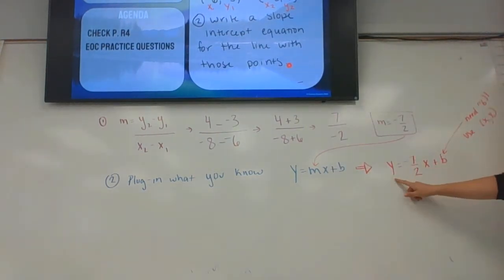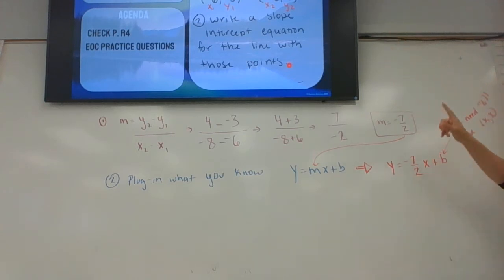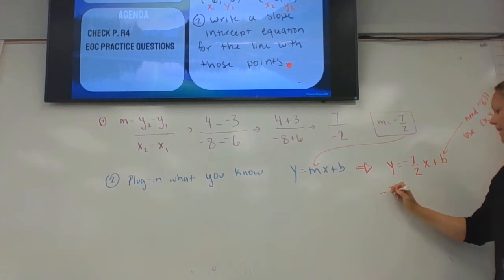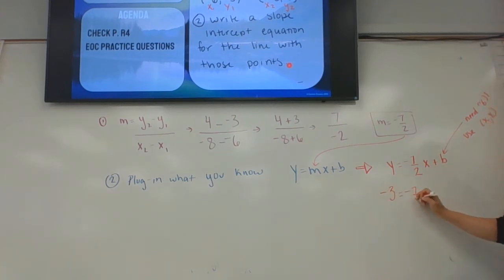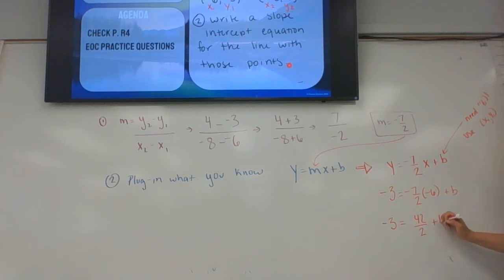So right here where y is, I'm going to put -3, and right here where x is, I'm going to put -6. I feel like we got a problem like this yesterday in the book, Miss. I honestly think this is a lot easier than graphing. So -7 times -6 would be a positive 42 over 2 plus b.